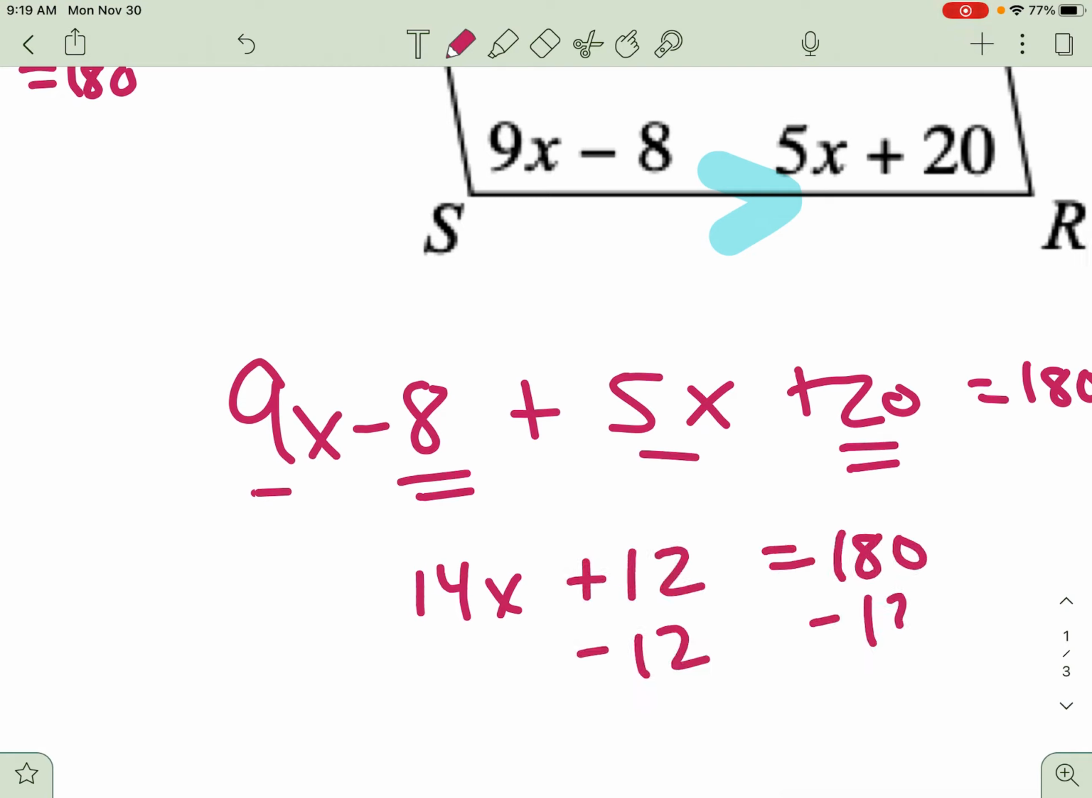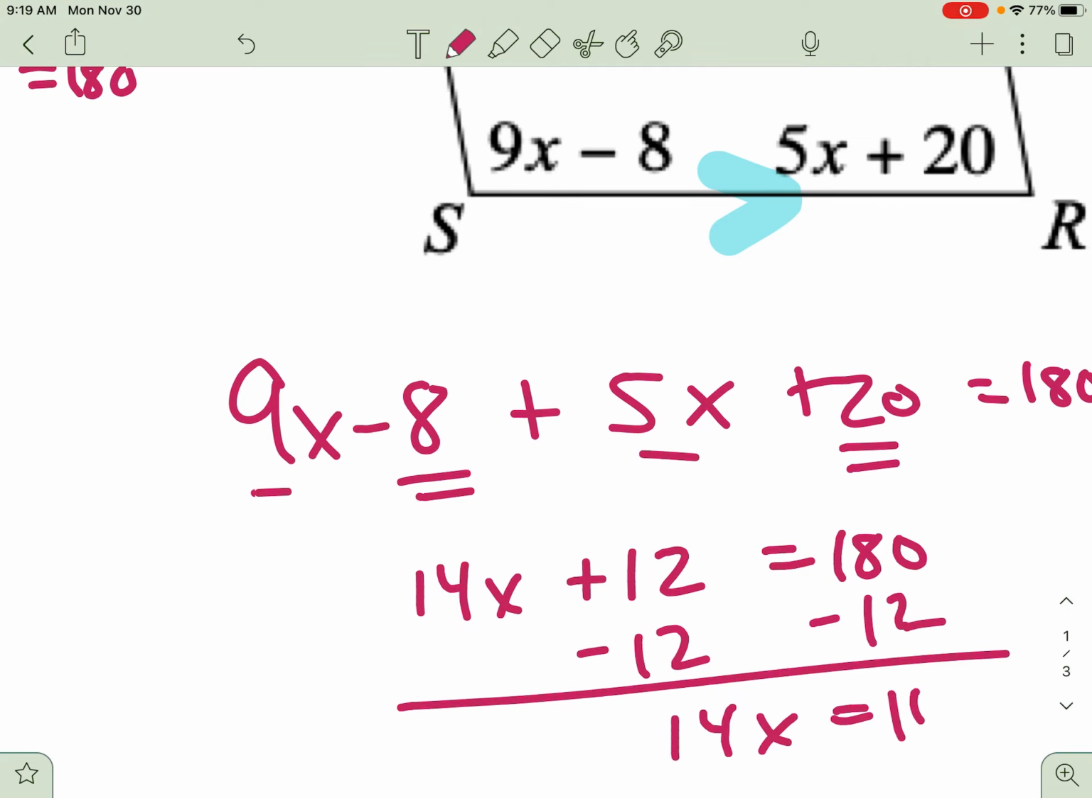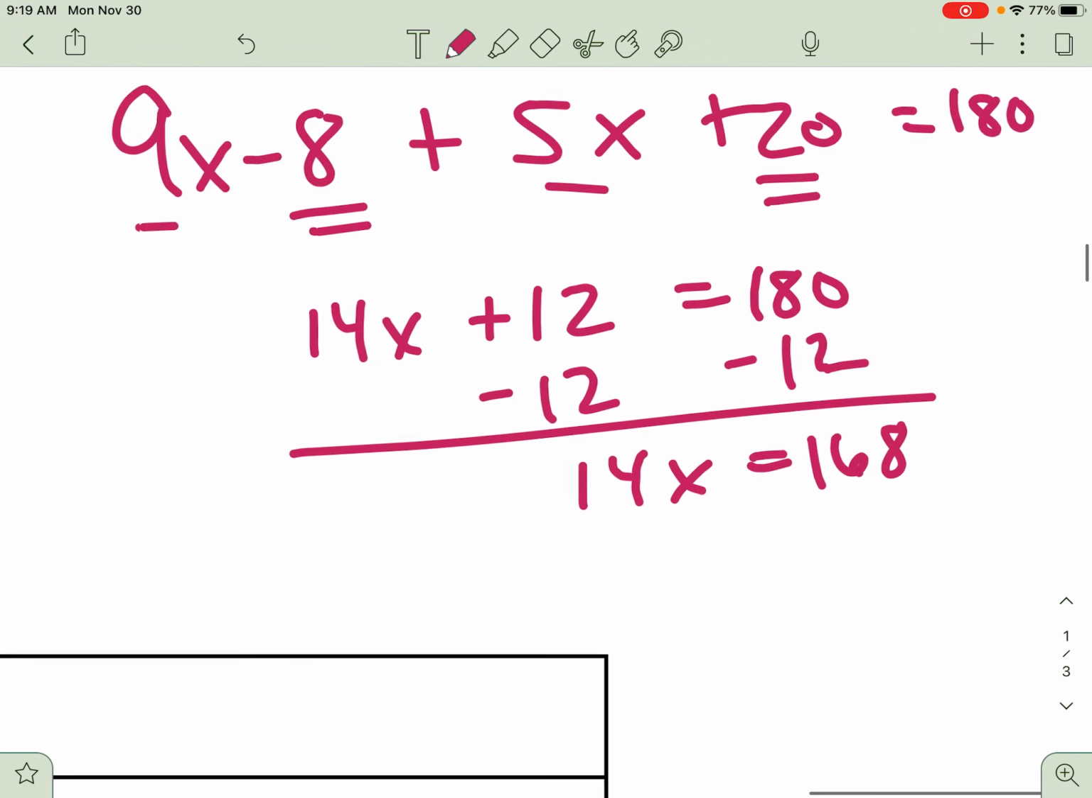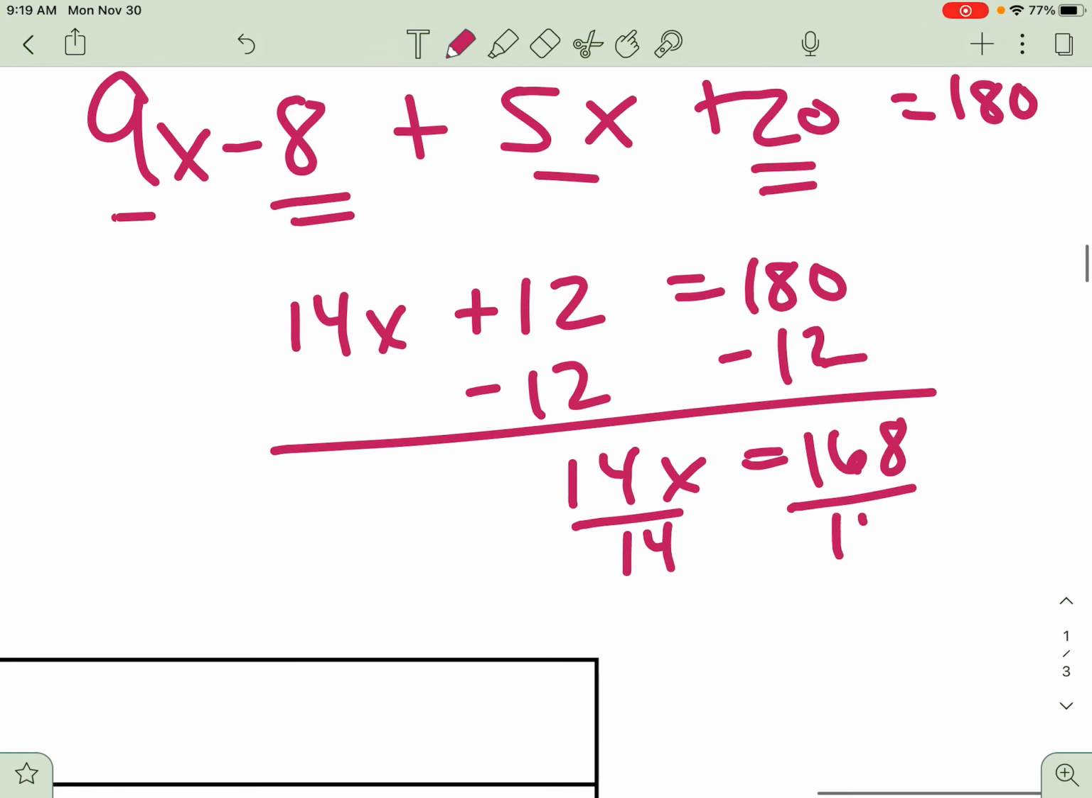Subtract 12. 14x equals 168. Divide by 14. Divide by 14. x is maybe 12. Something tells me it's 12. Let me check my calculator.